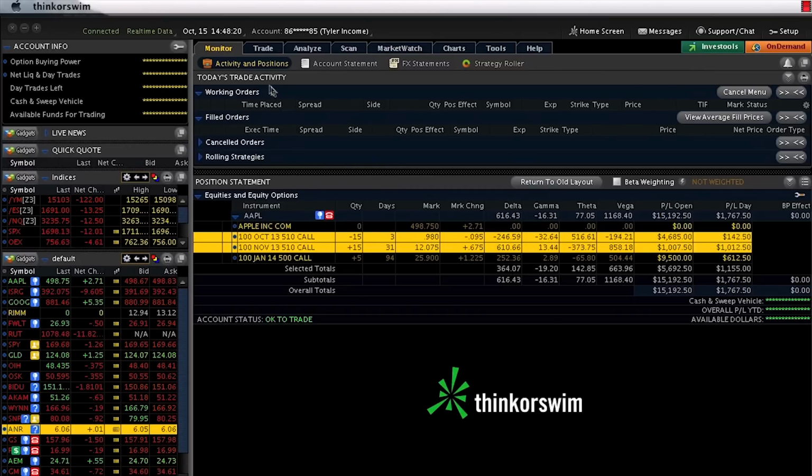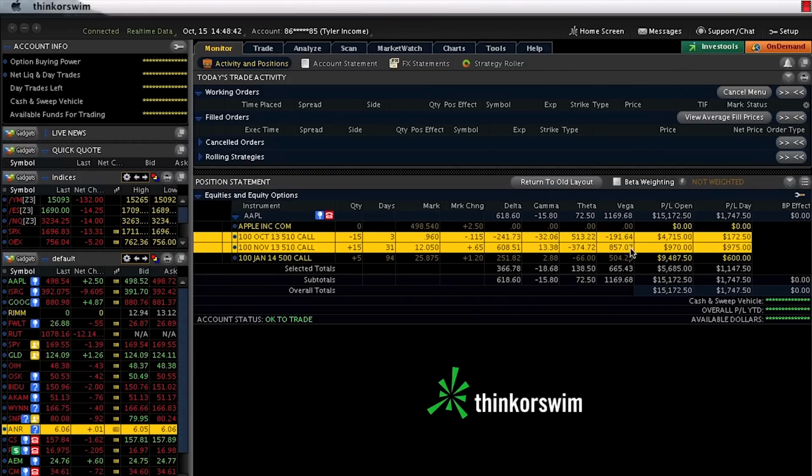I actually have my monitor tab here queued up, and I highlighted the trade that I'm going to talk about. You can see here it's an October-November 5-10 calendar spread, 15 contracts. The sold 5-10 calls have 3 days left, and the long November 2013 5-10 calls have 31 days left.